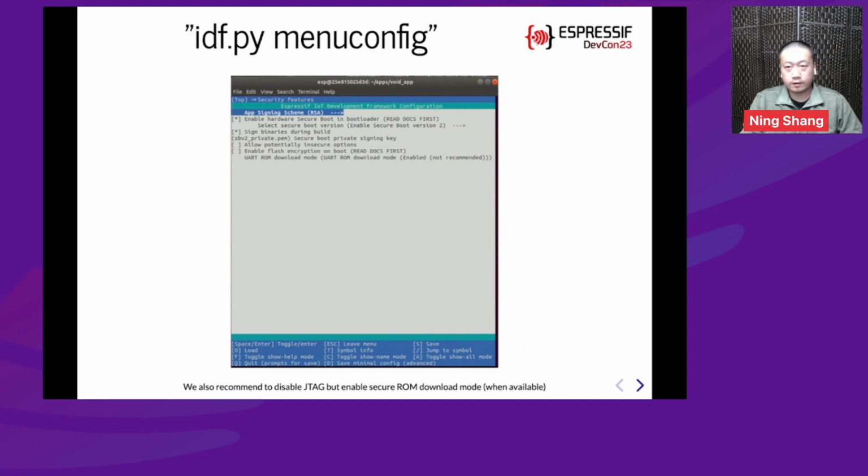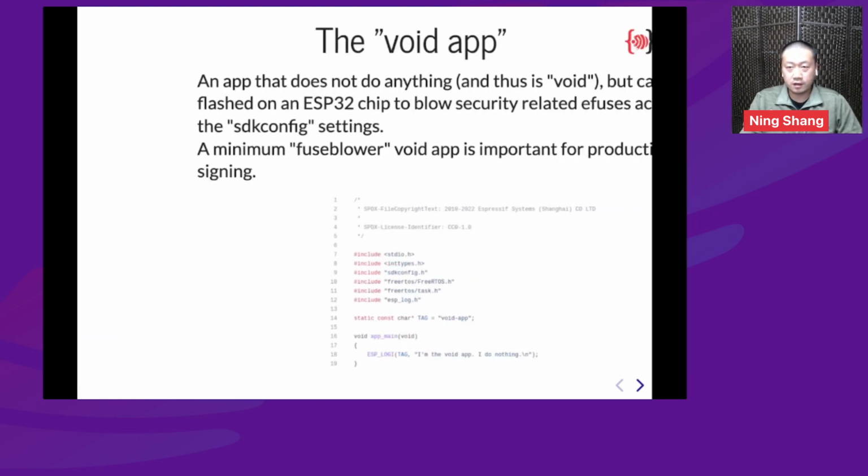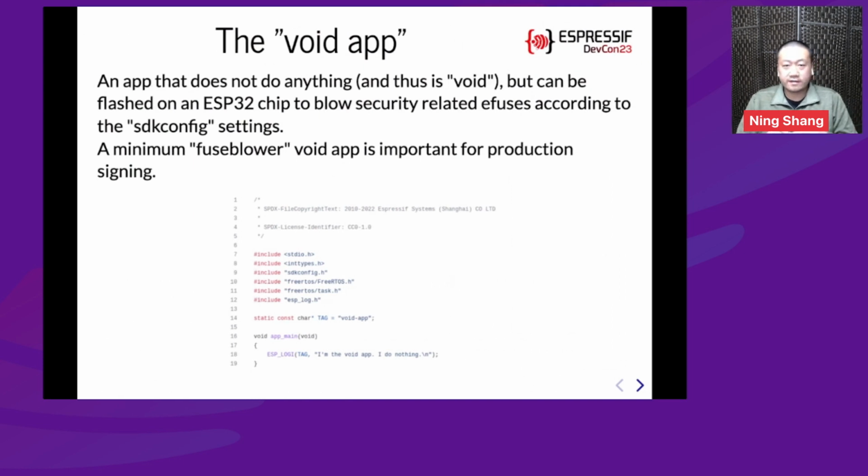Yeah, so once menu config is used to enable secure boot, we save the SDK config. Then we can use the SDK config to build the Void app. The Void app is an app that I wrote that Thistle is open sourcing as well. It does not do much. You can see there are only a few lines in the source code. It essentially prints out a message to the console.